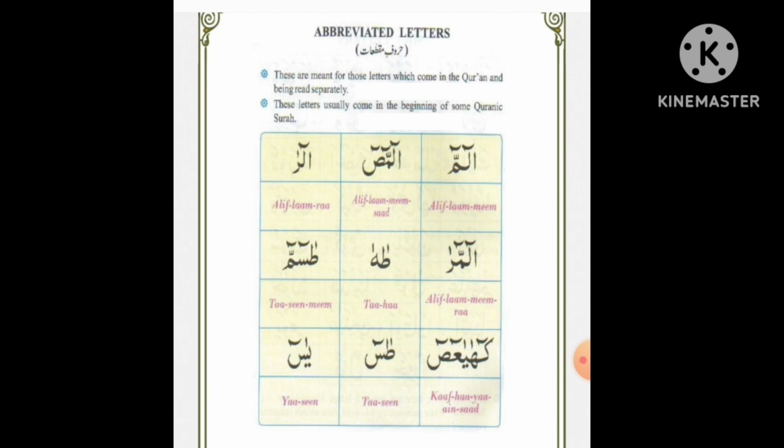Don't drag the gunna too much, because the gunna is to be dragged just for a fraction of seconds, whereas the mud has to be dragged more. Like you have to drag it for about 3 to 5 alif. What does 3 to 5 alif mean? It means that much time in which you can say 3 to 5 alif.